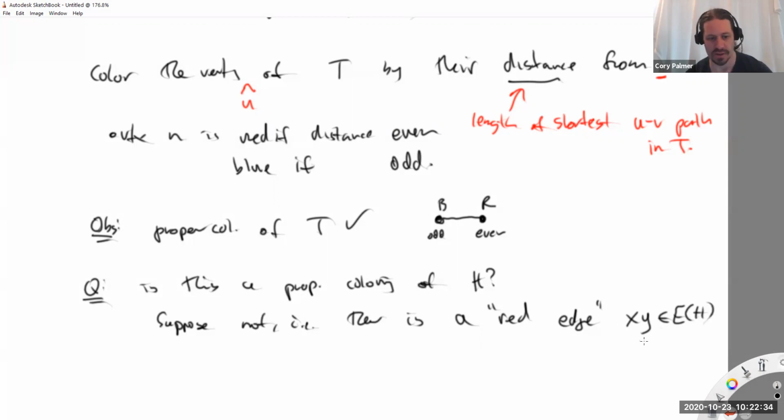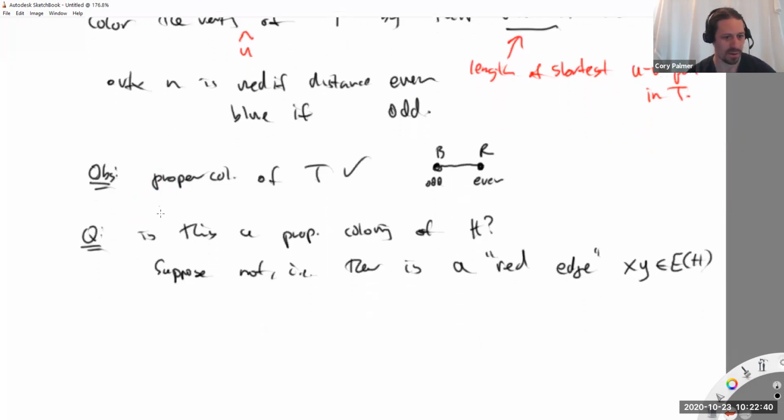Now we know this is never true of a vertex in T, which is inside of H, but there might be some other edge, okay? Now, what happens when I look at this graph? The spanning tree T plus the edge X, Y, which is necessarily not in T, because T doesn't fail to be colored properly, but H might.